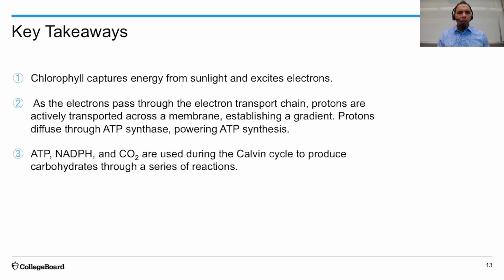So what should we take away? The key takeaways, and again, there was a lot of information in this video, is that chlorophyll captures energy from sunlight and excites those electrons. It's all about the electrons. As the electrons pass through that ETC, or electron transport chain, protons are actively transported across a membrane. They establish a gradient, and then those protons will diffuse through ATP synthase, that enzyme powering ATP synthesis, producing more ATP. The ATP, NADPH, and CO2 are used during the Calvin cycle to produce carbohydrates through a series of reactions. So as I mentioned before, the products now become the reactants.